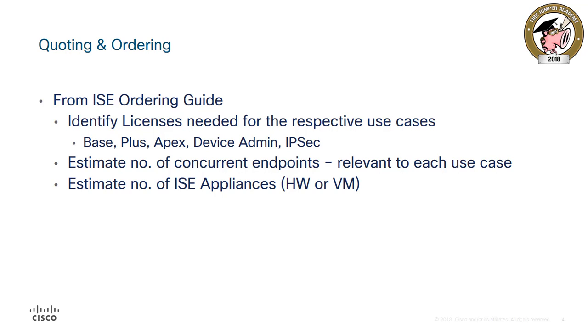It is important to understand what use cases are needed for a specific customer's deployment. Using the ISE ordering guide, we can find out what specific licenses would be needed for the use cases. This can be a combination of base, plus, Apex, device admin, and IPsec licenses. Next, we estimate the number of concurrent endpoints that are relevant to each use case. Finally, we estimate the number of ISE appliances needed. This could be a combination of hardware and VM.